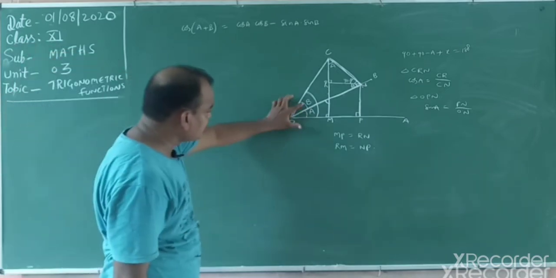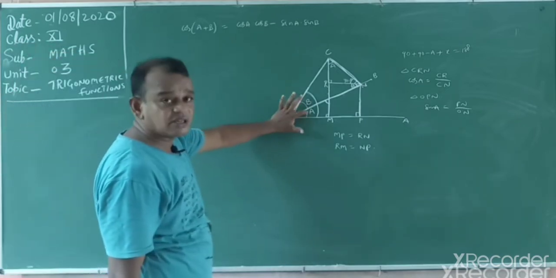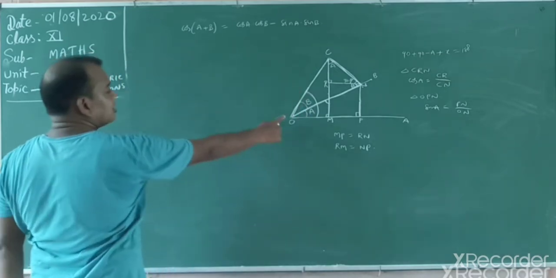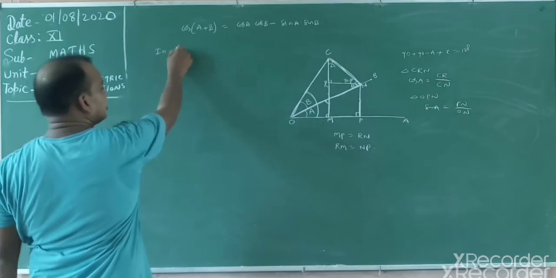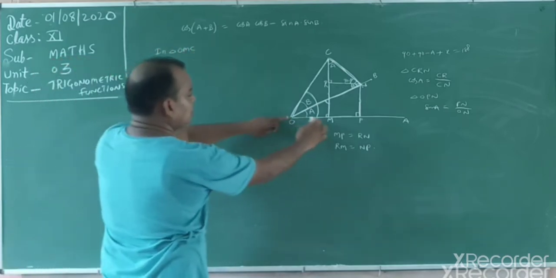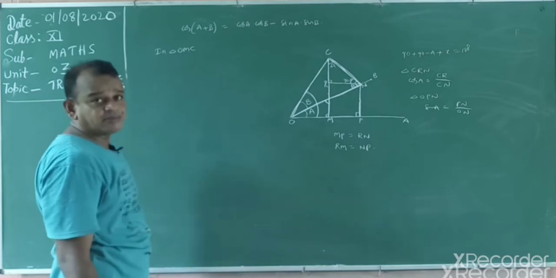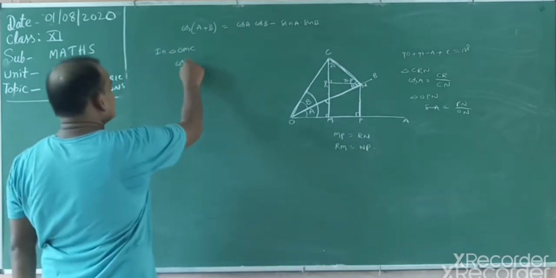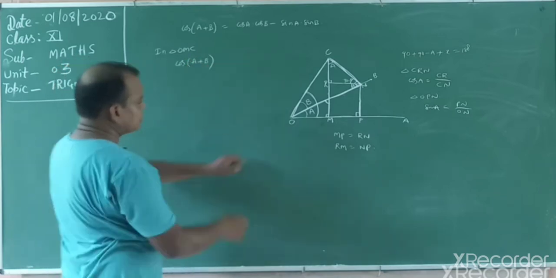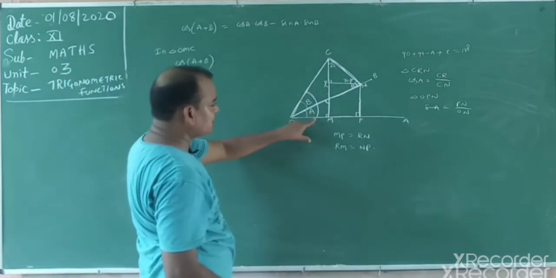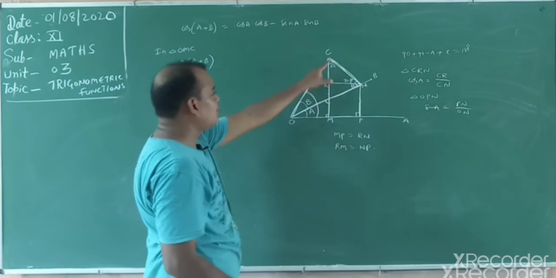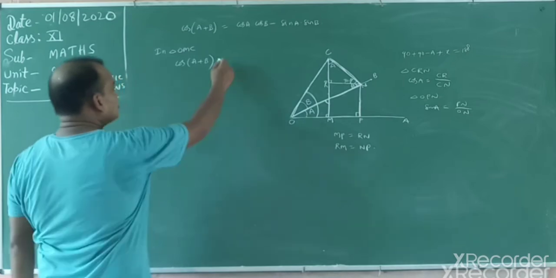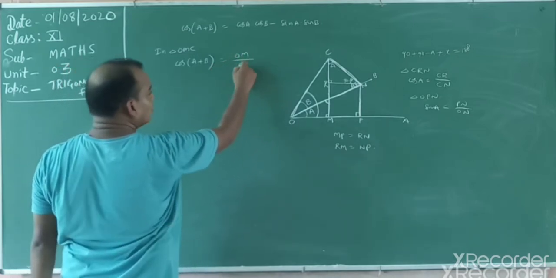Now what is this angle? This is A, this is B, and this is A plus B. Now apply cos in the right angle triangle OMC. What is the definition of cos? Adjacent side by hypotenuse, that is OM by OC.